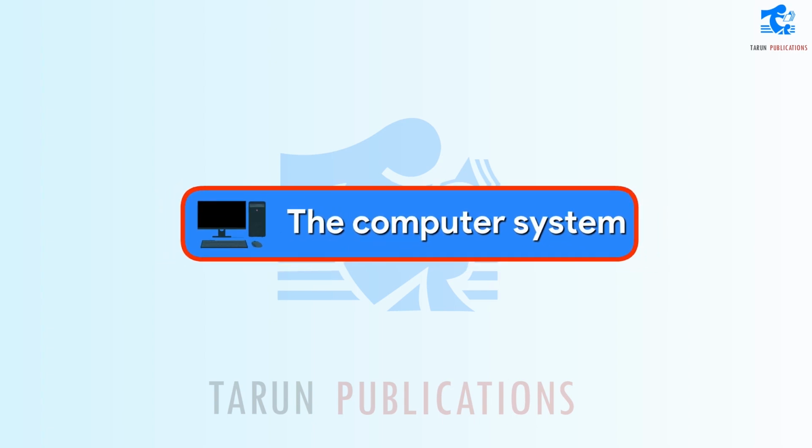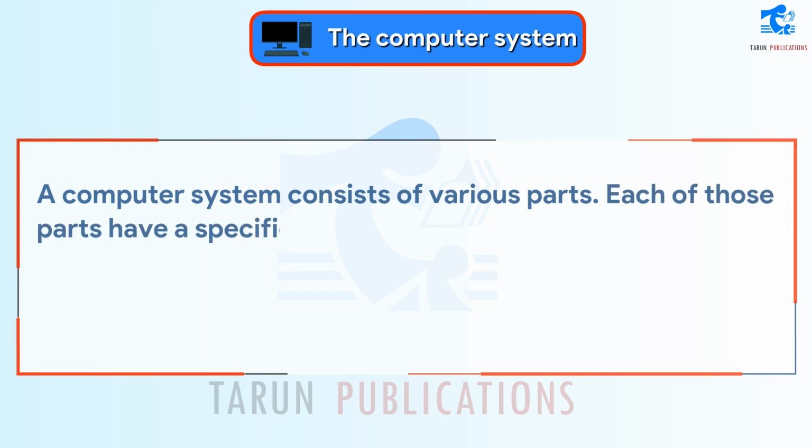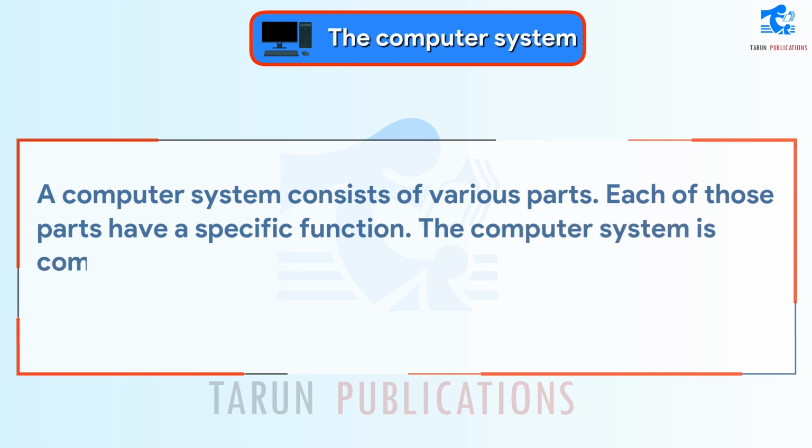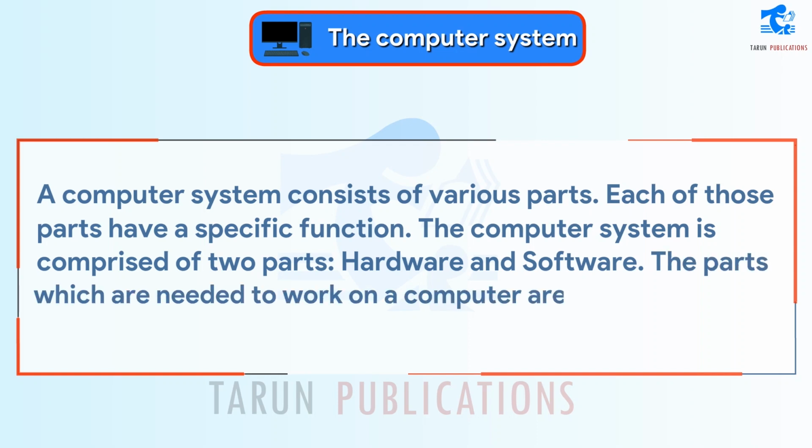The computer system. A computer system consists of various parts. Each of those parts has a specific function. The computer system is comprised of two parts, hardware and software. The parts which are needed to work on a computer are known as devices.